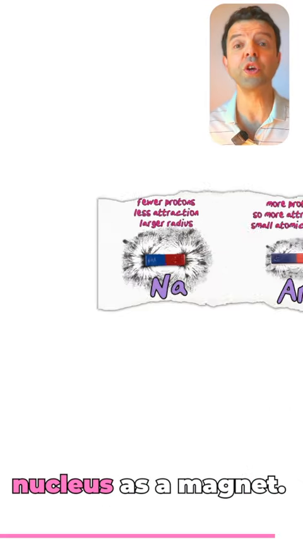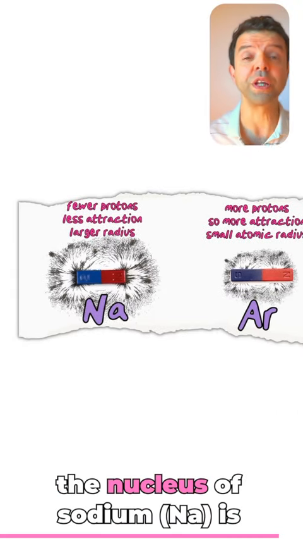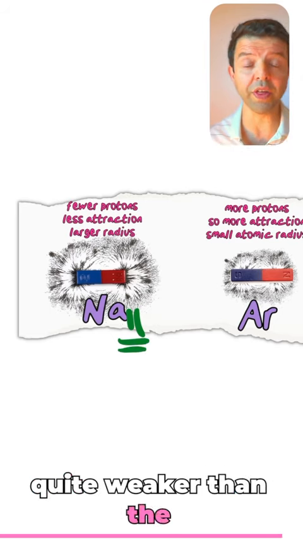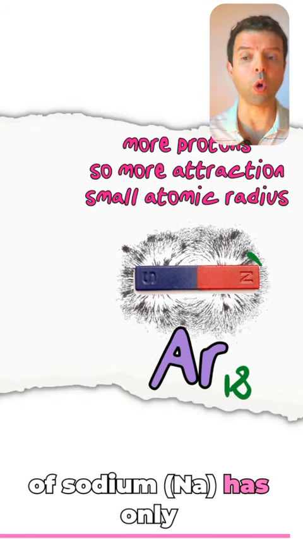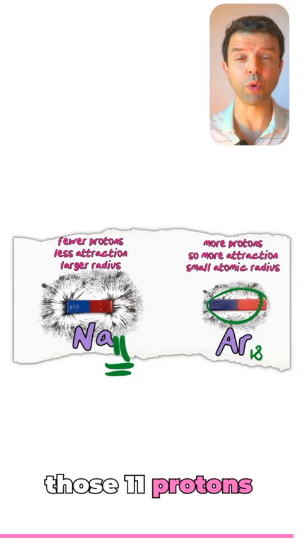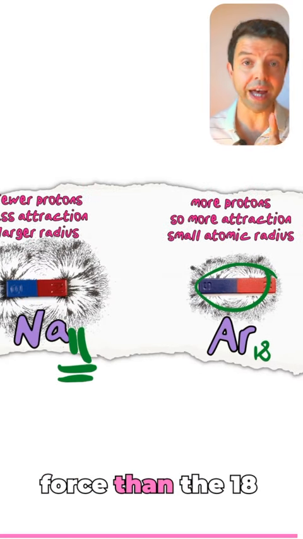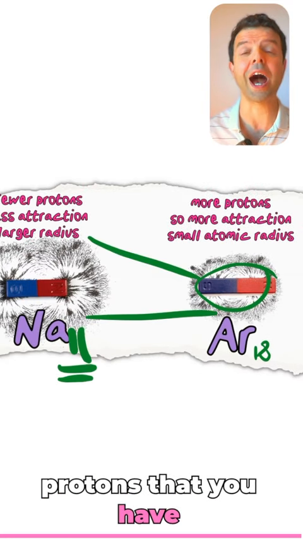I always think of the nucleus as a magnet. Now, the nucleus of sodium is quite weaker than the nucleus of argon because that magnet, or nucleus, of sodium has only 11 protons. Now, those 11 protons have weaker attractive force than the 18 protons that you have with argon.